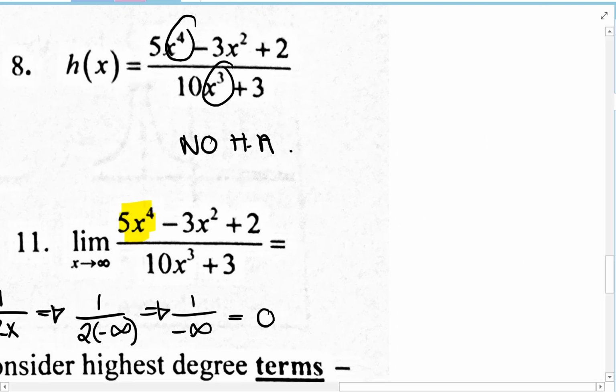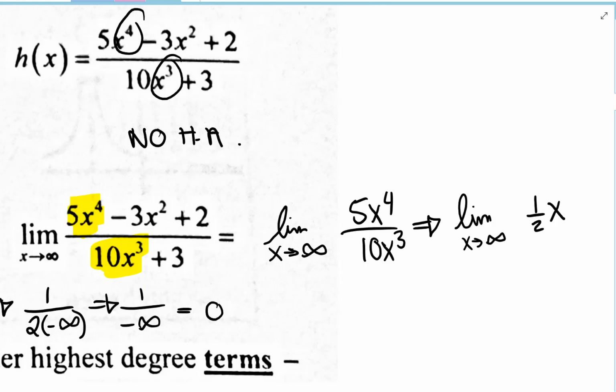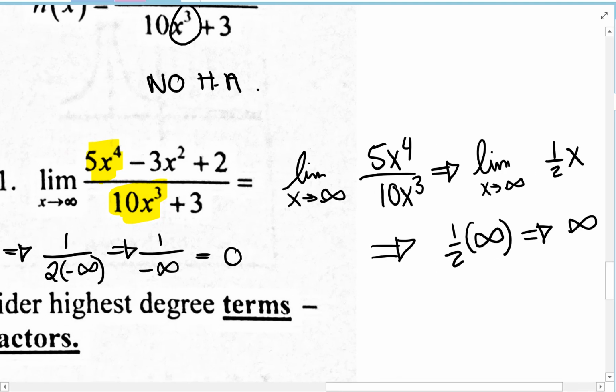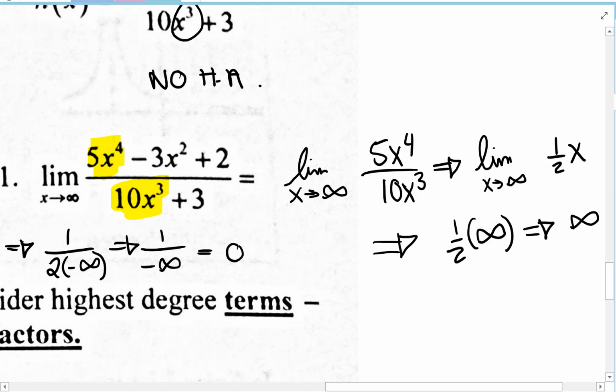So we consider this and this. Okay, so I have the limit as x approaches infinity of 1/2 x. And when I, quote, "plug in" infinity, 1/2 times infinity is considered infinity. So this one is not approaching a value. This is just simply approaching infinity. It just continually increases.